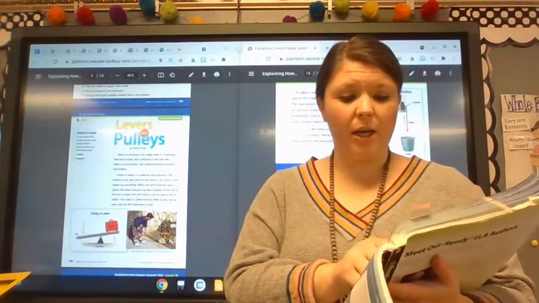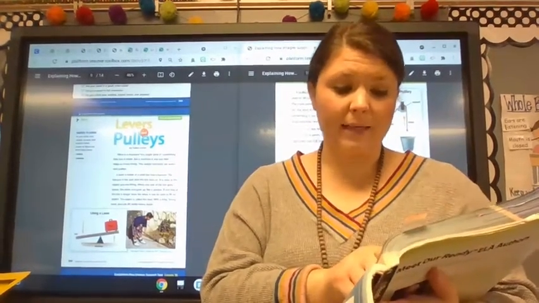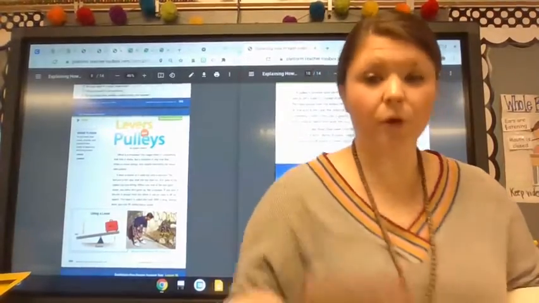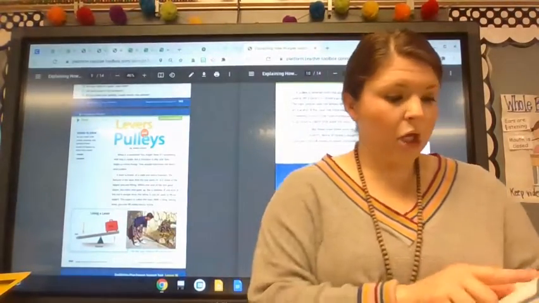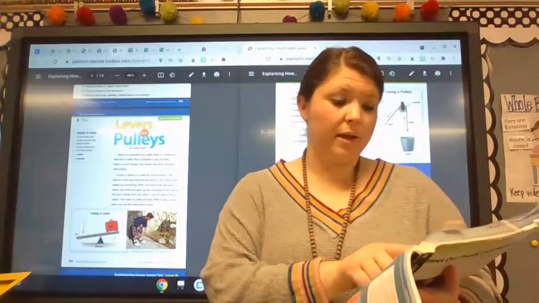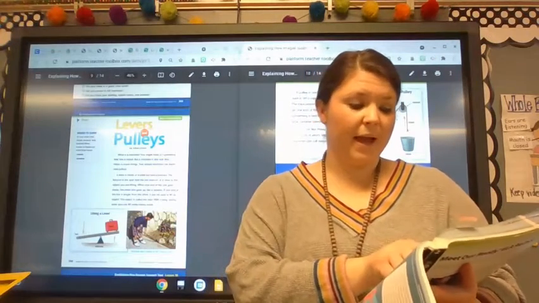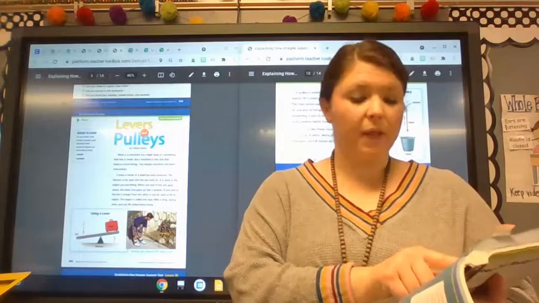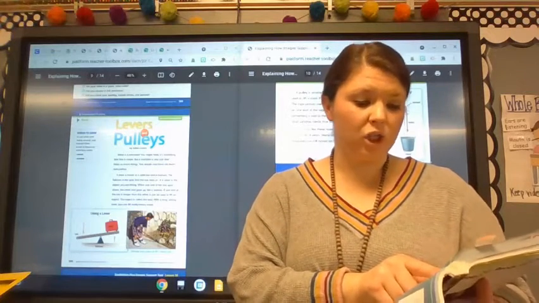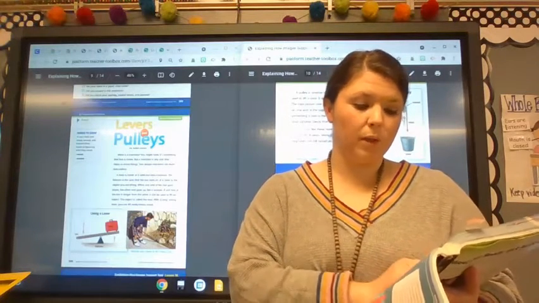What is a machine? You might think it's something that has a motor. Remember, motor means a machine that supplies power to moving parts. You might think it's something that has a motor, but a machine is any tool that helps us move things. 2 simple machines are levers and pulleys.